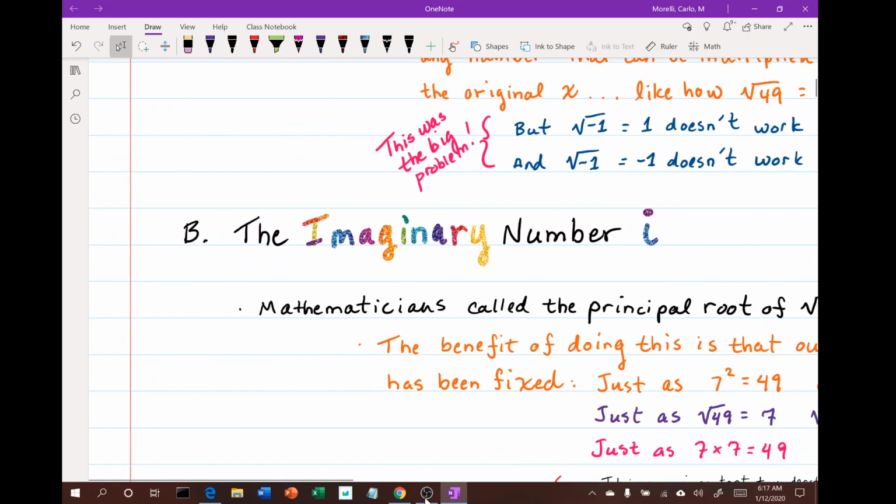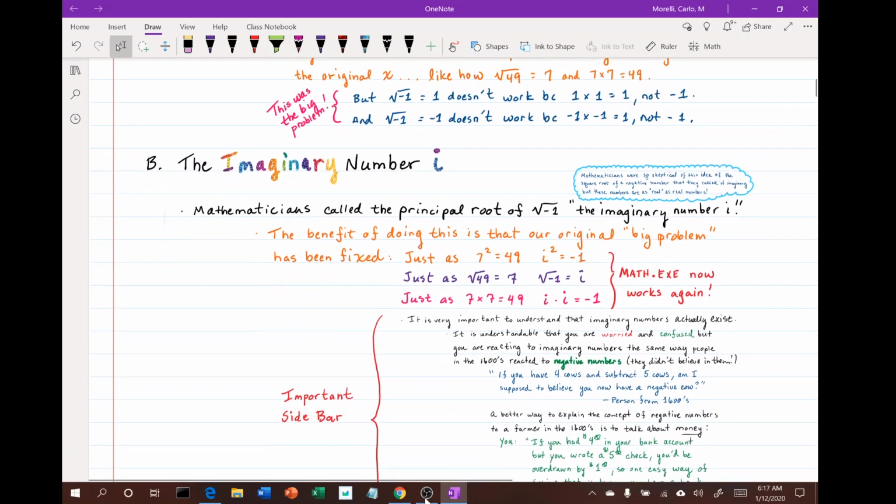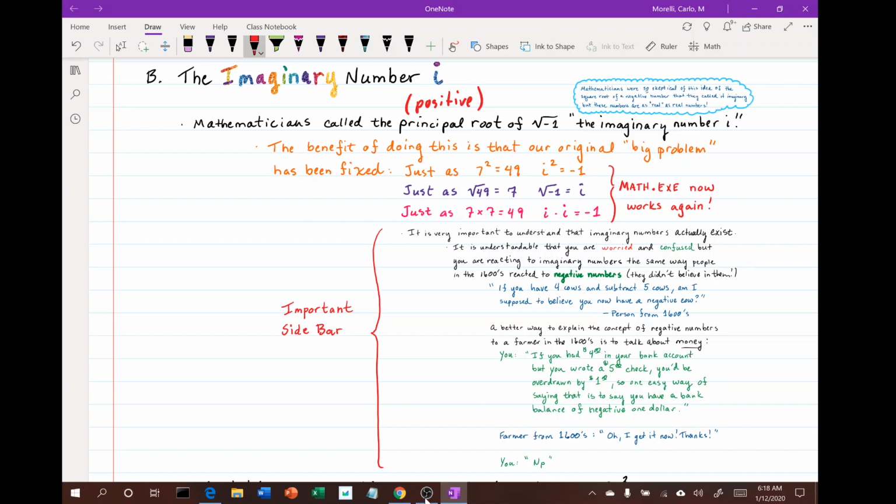We're going to wade our way into the pool here, and I promise that there's some really cool stuff up ahead that's going to make all this hand waving at the beginning seem silly, because stuff is easy once you understand what's going on. Mathematicians called the principal root, remember that's the positive root, of the square root of negative 1 the imaginary number i. So that's the key.